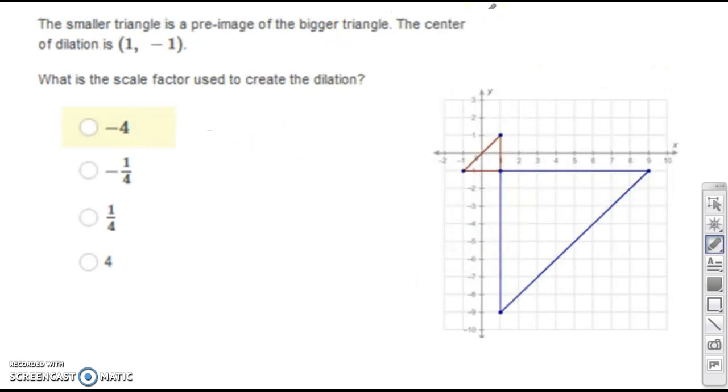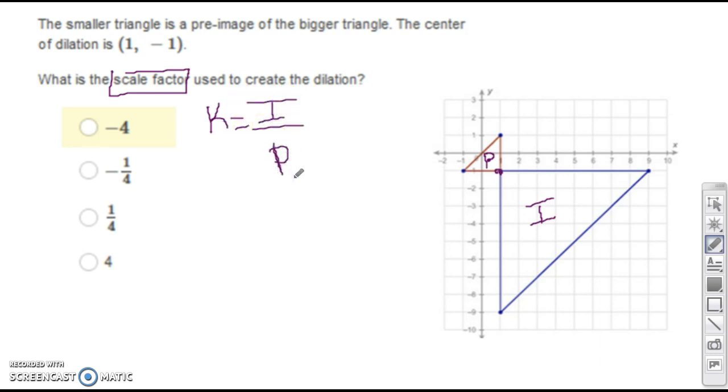All right, on this one, the smaller triangle is the pre-image. That means the bigger triangle is the image. The center of dilation is at 1, -1, right there. What is the scale factor used? So we're going to use our scale factor formula, which is image over pre-image.